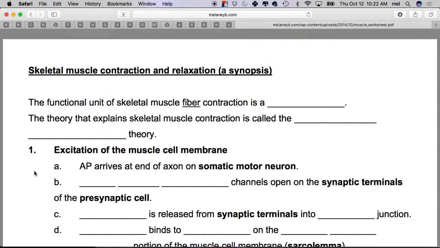Travis, you're next. The theory that explains skeletal muscle contraction is called the blank theory. Yes. Oh my gosh, you're my favorite class.